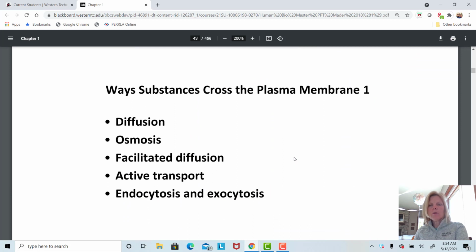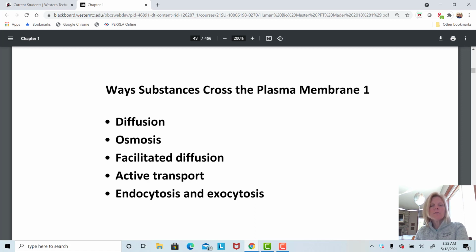So the way things come across the membrane is by diffusion, where we have higher concentration of particles going to lower concentration. Osmosis is where we have water. It's only referring to the movement of water. So we have more water on one side moving to where there's less water on the other side.